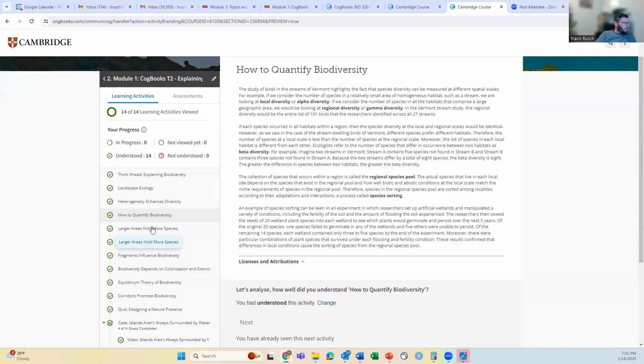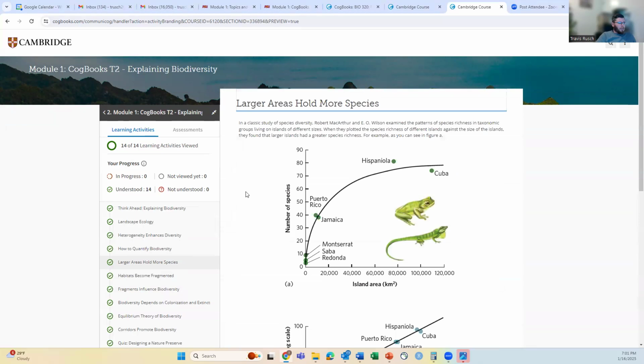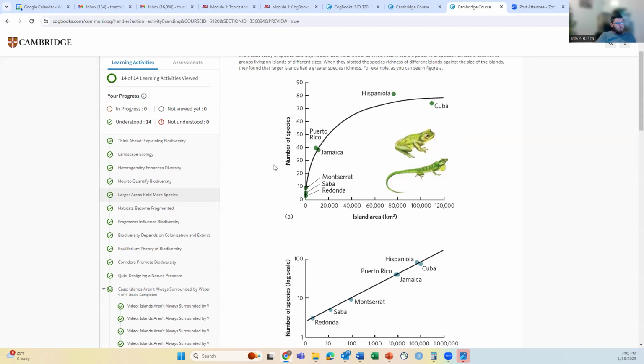Okay. So then the next section gets into talking about larger areas hold more species. And what these figures are showing is just island area, right? So we have zero, so small islands to larger island area, and we get this positive trend of the number of species. Why do we think that island area has an effect on the number of species? More biodiversity. Yeah, right. Just like exactly what we've been talking about.